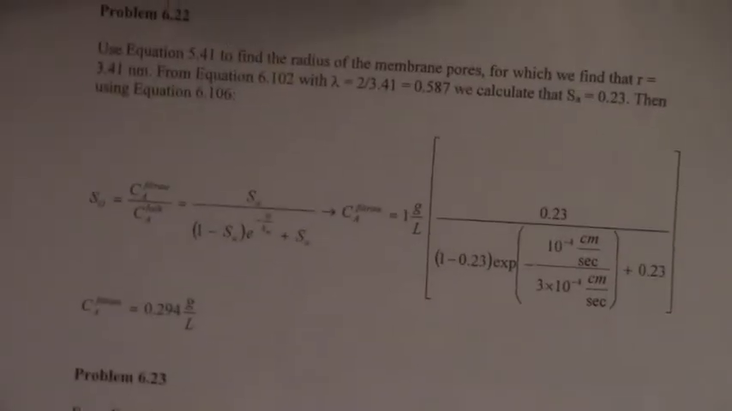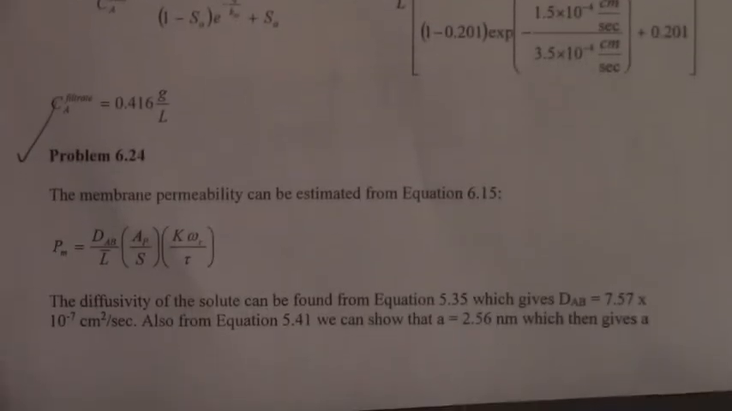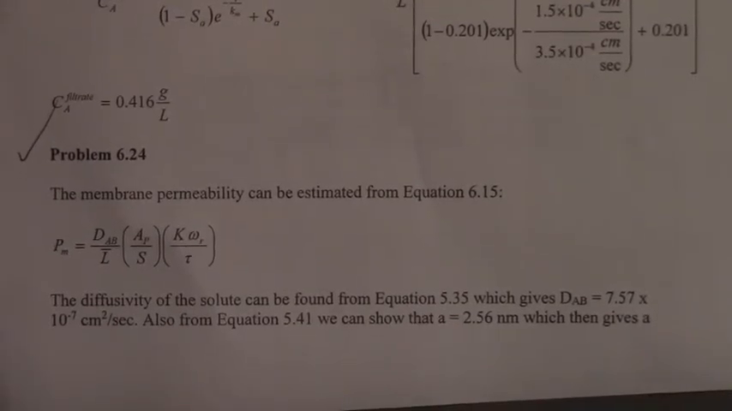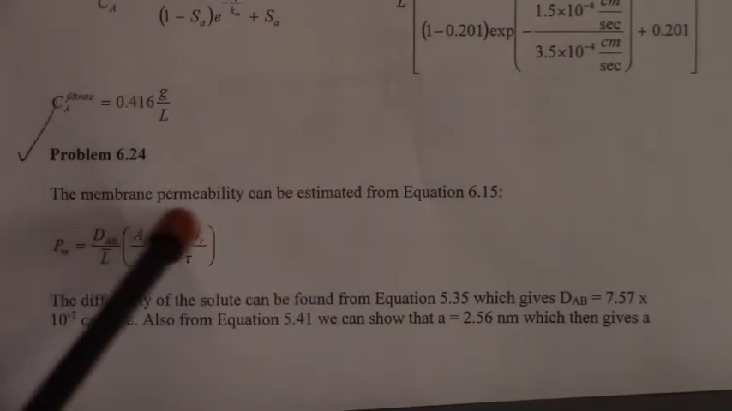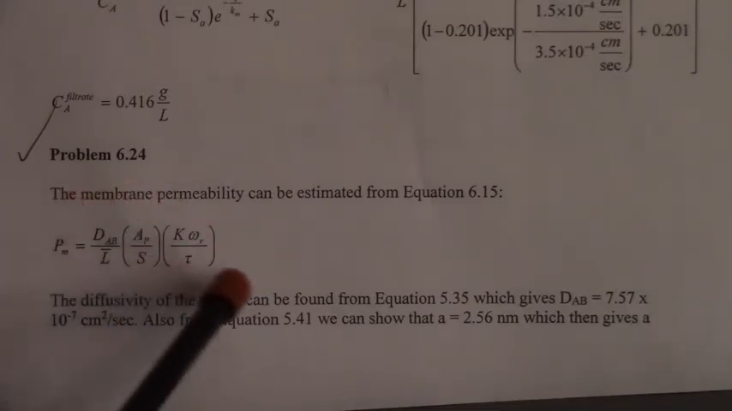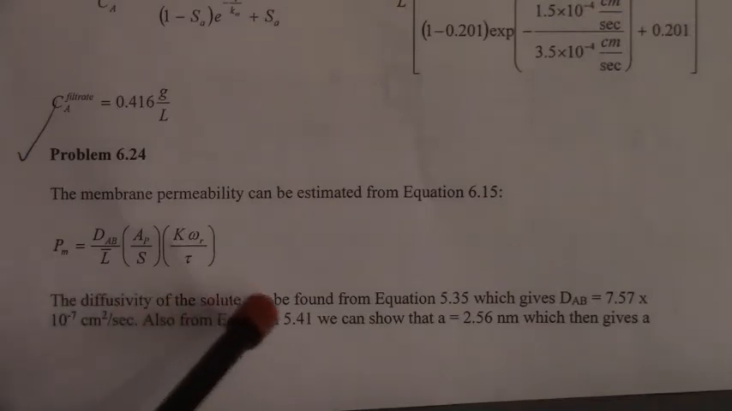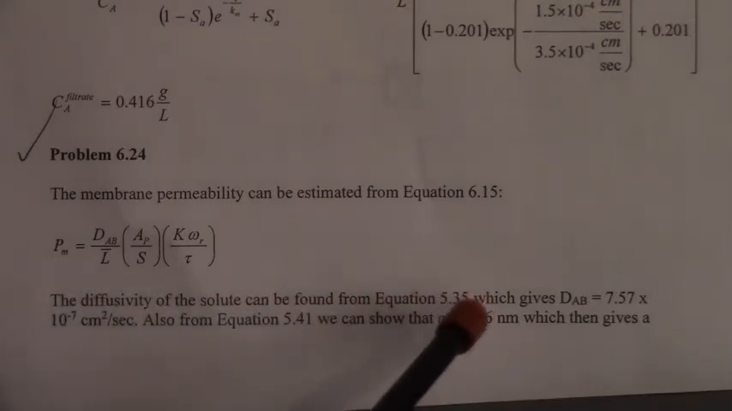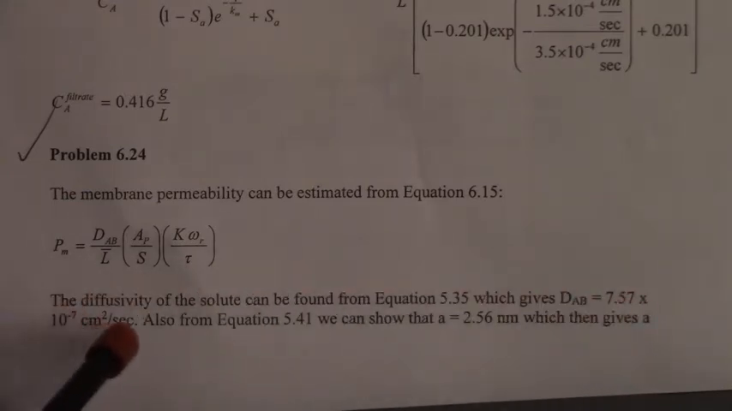And then the last problem in this homework assignment was problem 6.24, and you're given a bunch of properties about a membrane, and you're told to estimate for that membrane the solute membrane permeability, which is defined by equation 6.15. So remember, permeability of a membrane is really the effective diffusivity given by all of these terms divided by the physical thickness of the membrane. So the diffusivity of the solute can be found from equation 5.35 using the given molecular weight. So that gives us this particular diffusivity.